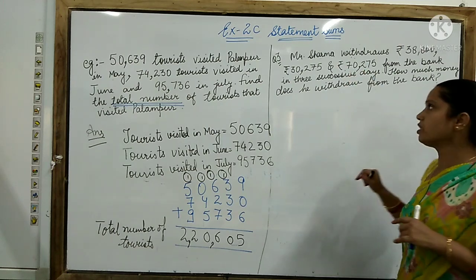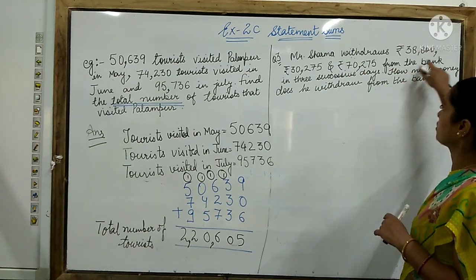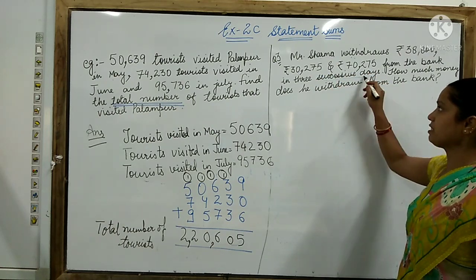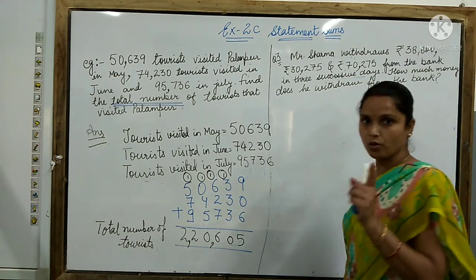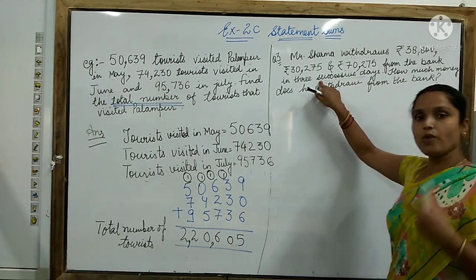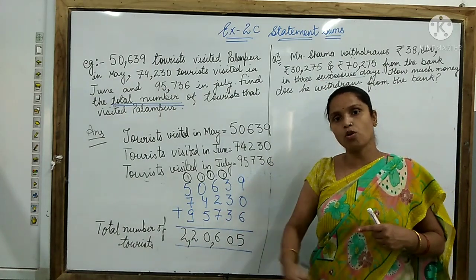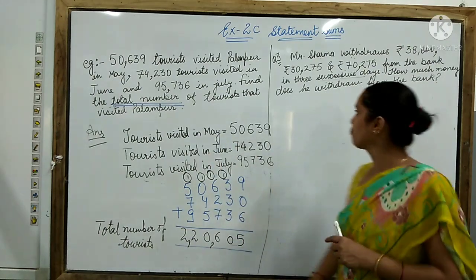From where did he take out this money? He has taken it out from the bank in 3 successive days. Successive means one after another. Okay? Successive means one after another. 3 successive days means today, then tomorrow, and then the day after tomorrow.